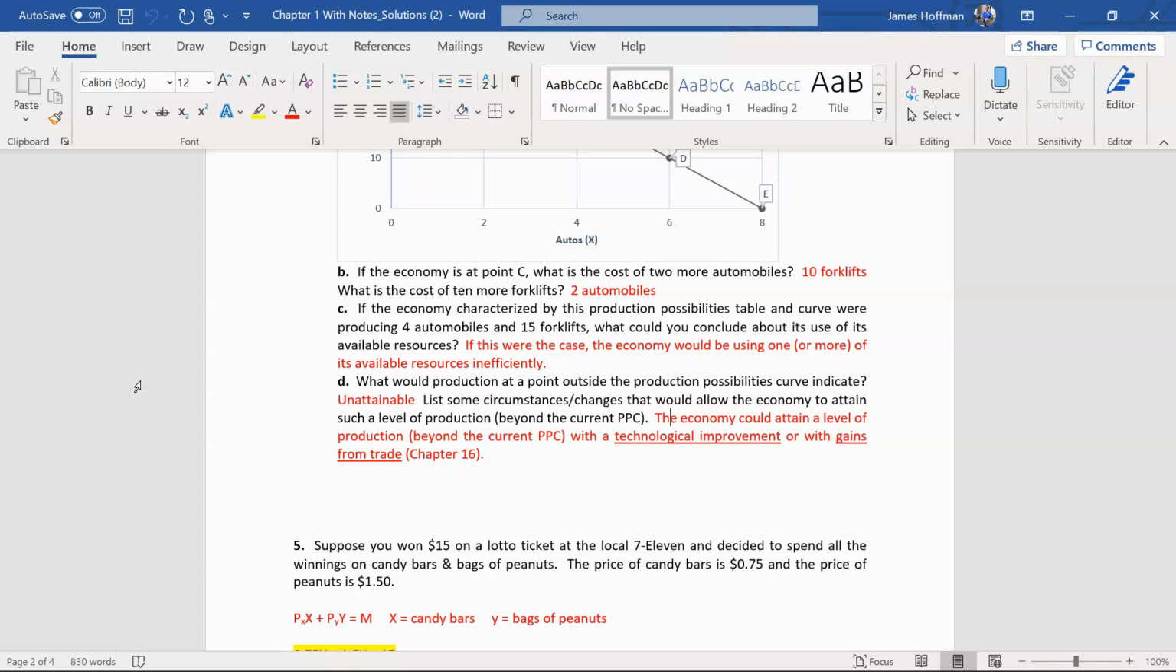So the economy can attain a level of production beyond the current PPC if there is some kind of technological advance or boost in technology, or we could have gains from trade. You could achieve a point beyond the curve by trading with another economy or country, and we're going to revisit this concept in a later chapter. So those are just two things by which you could possibly achieve a point beyond the current PPC: a boost in technology or trading with another country.